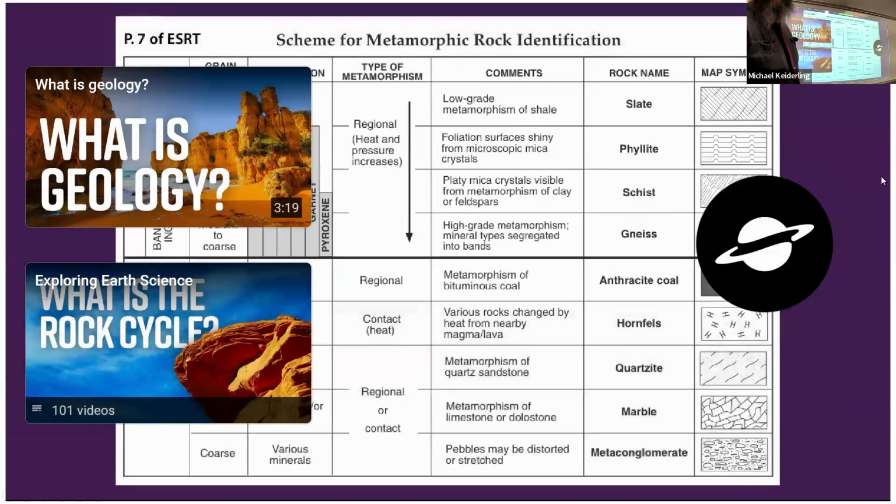You'll notice type of metamorphism, composition, what minerals are involved, how big the crystals are, whether it has banding or not, the names of the rock, and the map symbols. And of course, we'll learn lots more about this chart in detail in the coming days. Thanks.